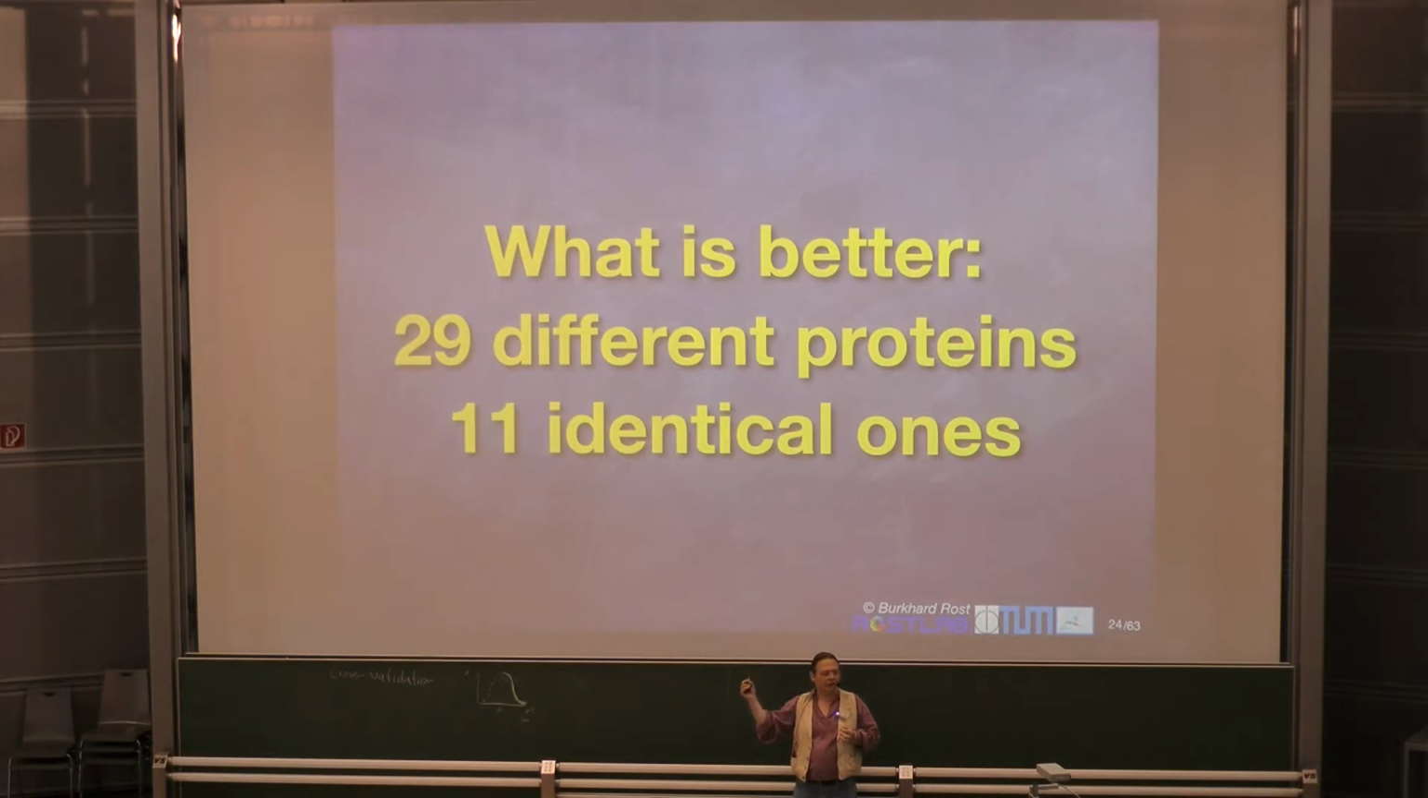And should I now use for every method whatever they use for the prediction, which is a subset of the 29, or should I compare them on the identical set of 11, which is a tiny number? What is better? 11 identical, or 29 any.